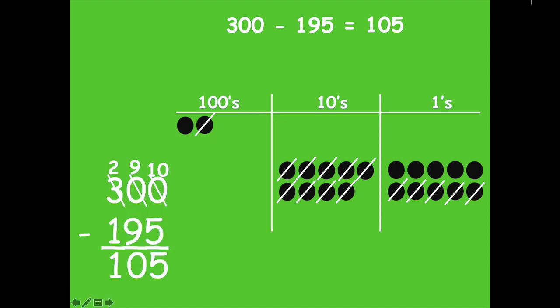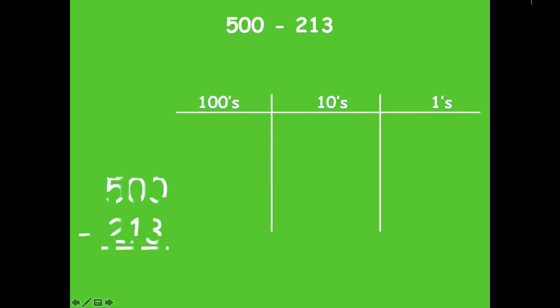Let's take a look at another one. So we have 500 minus 213. Okay, so here I set these up for you. We're going to model 500. We're going to decompose this 100, but I want you guys to actually take it from here. So pause the video, decompose that 100 into some tens and some ones, and then solve this whole problem, and then click play when you're ready for the next step.